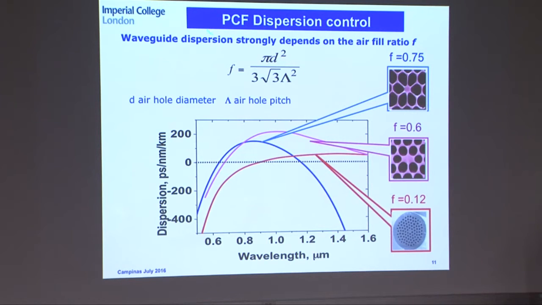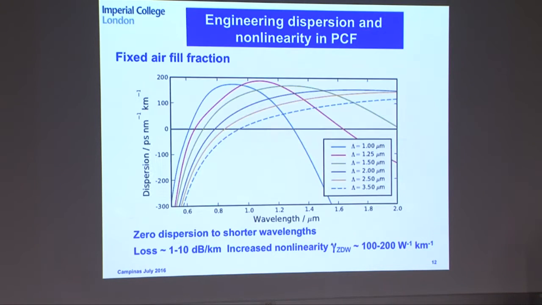The PCF itself, of course, is controlled very strongly by the hole size and the pitch. And if you change the air fill ratio of that, then of course that shifts the role of the air and the overlap. Essentially the normalized dispersion is controlled by the air. And as you change that air fill fraction, you can shift your dispersion from about a micron down to the region of about 500 nanometers. And I think that's probably the lowest that's been demonstrated.